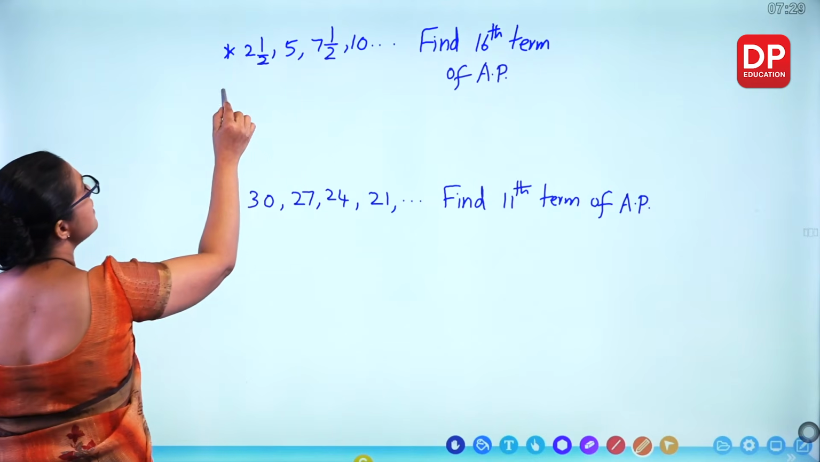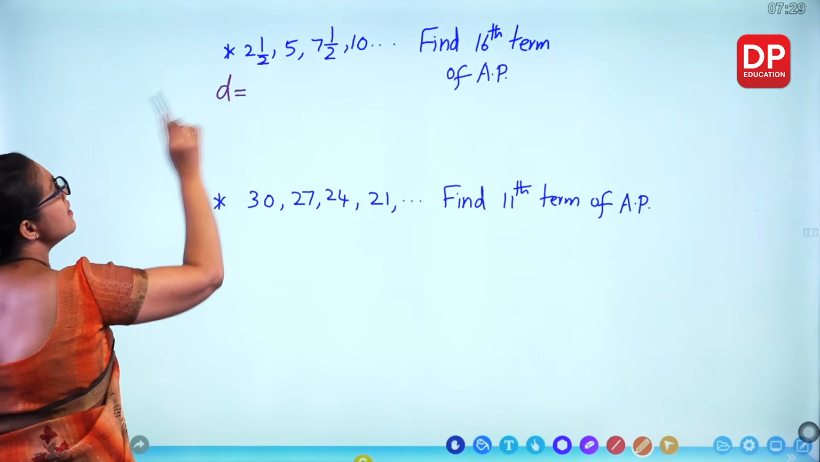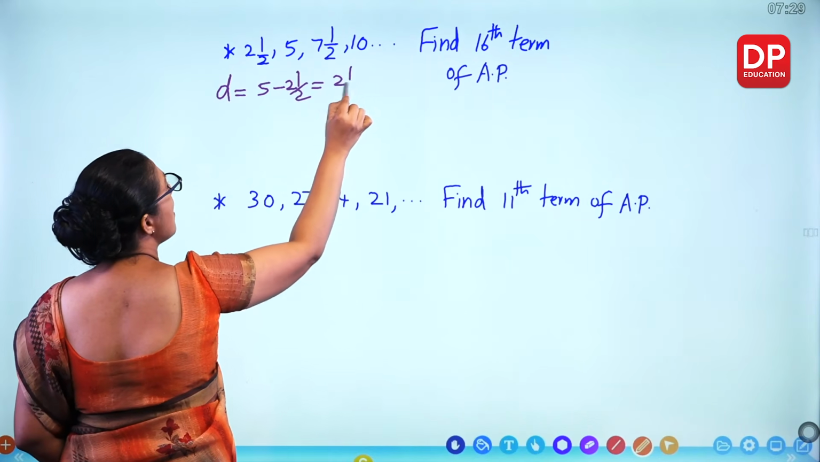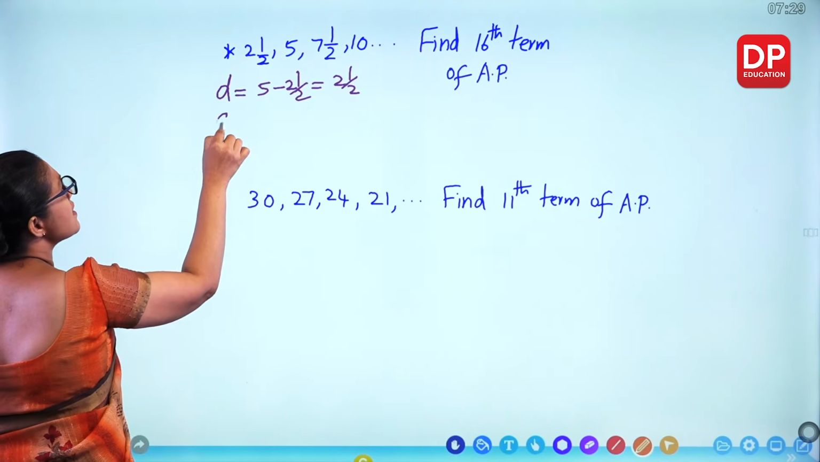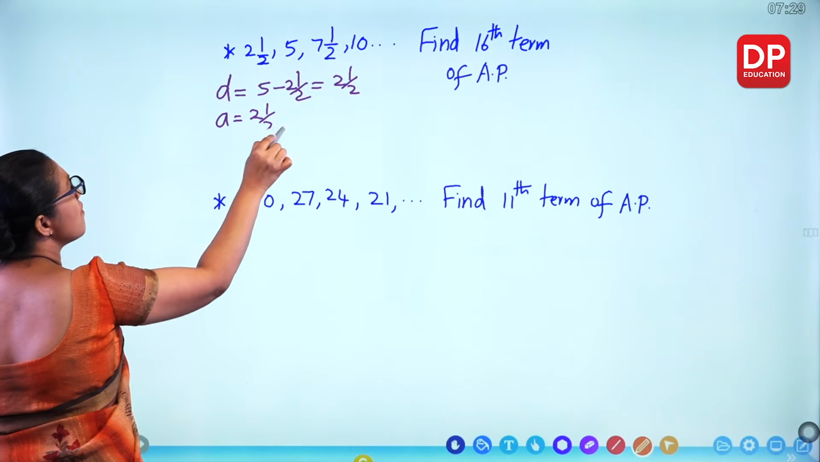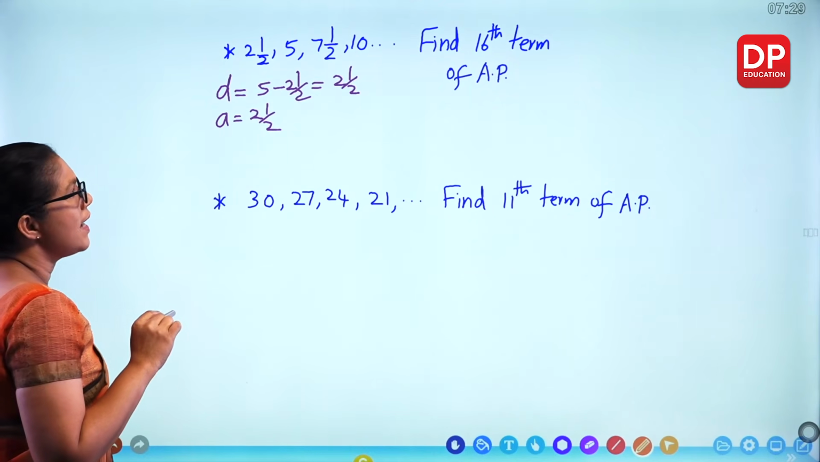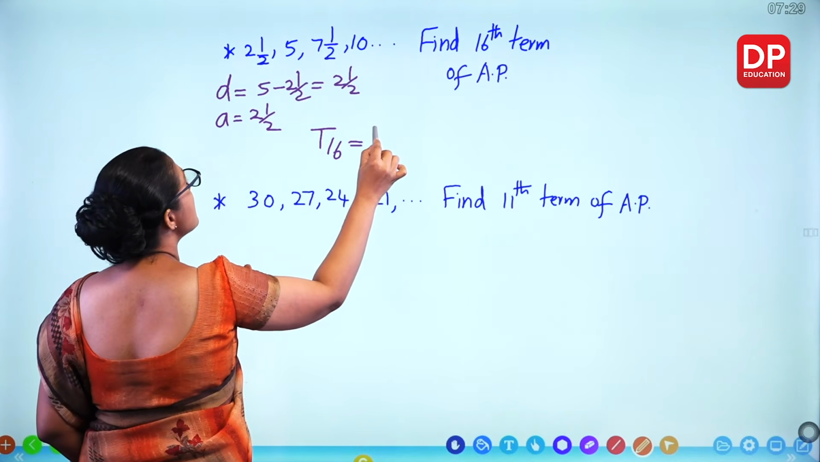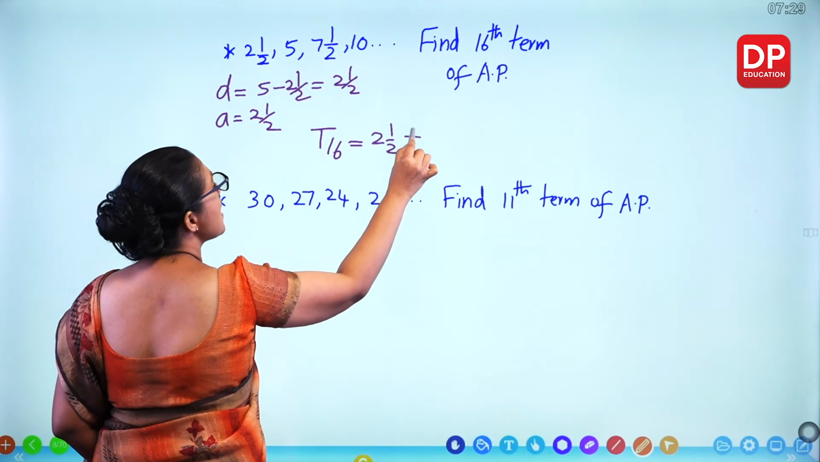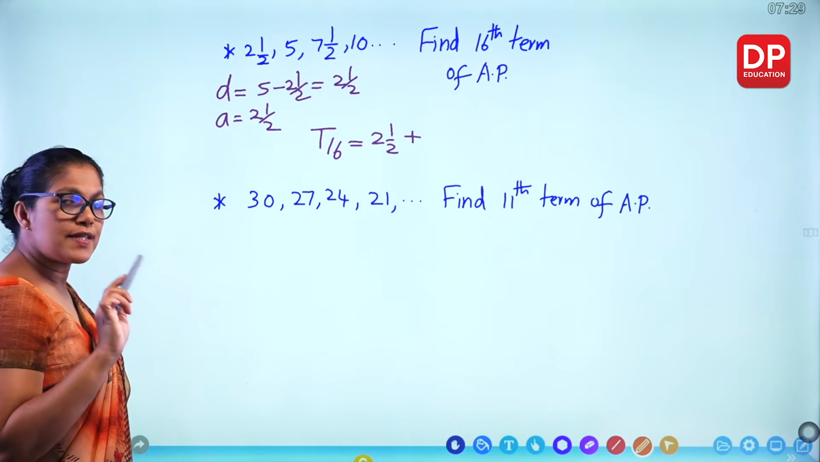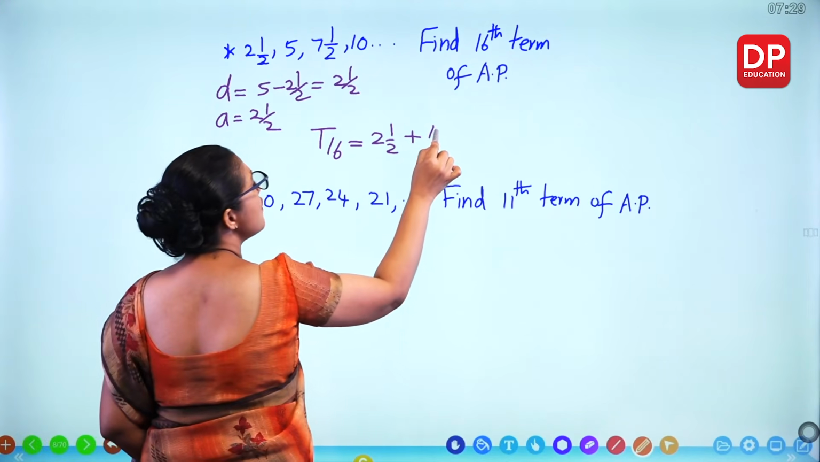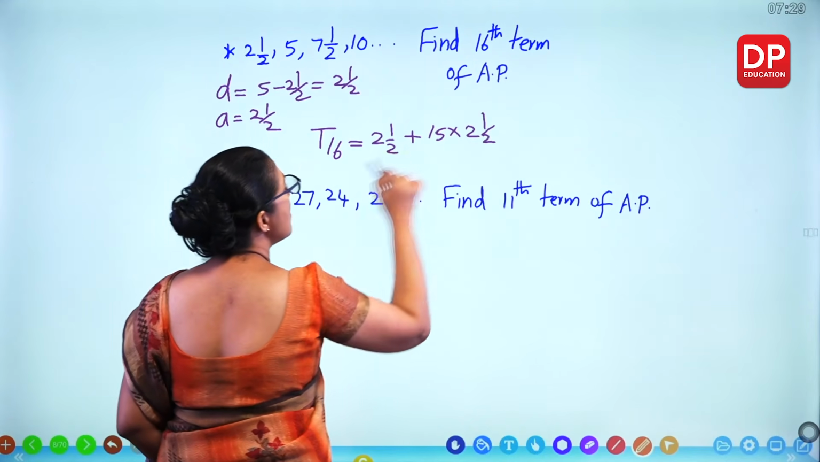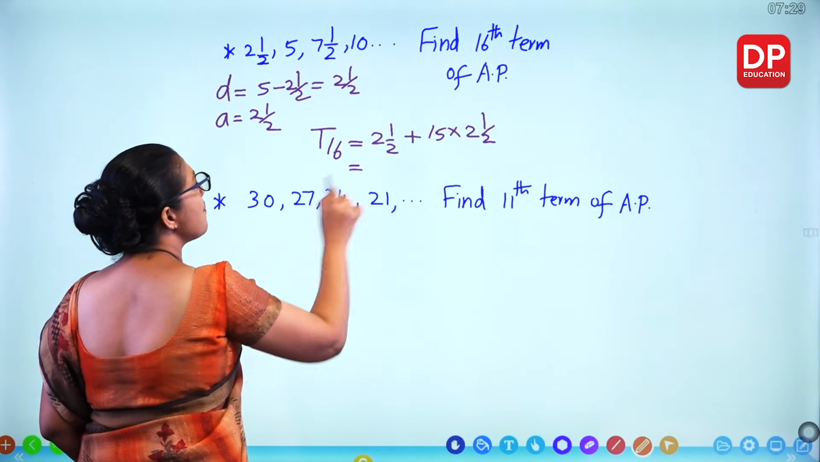Identify first the d value, the difference. 5 minus 2.5, you get 2.5. What's the first term? 2.5. Now, find T16. T16 is the first term, 2.5, plus n minus 1, 16 minus 1, that's 15, times d. D is 2.5.